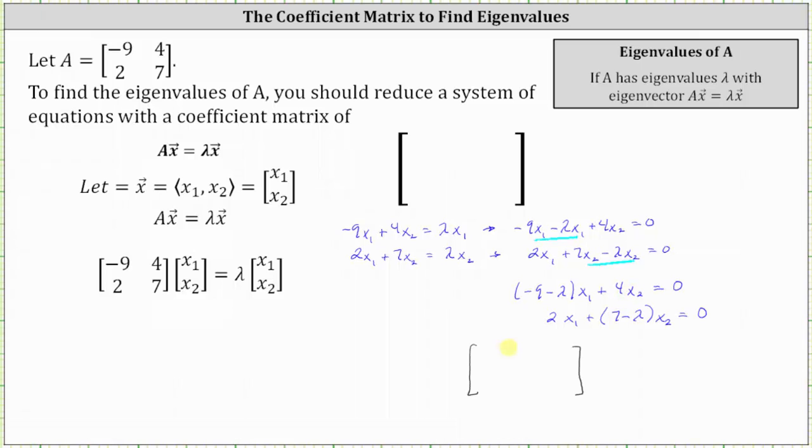Using the first equation, the first row of the coefficient matrix is negative 9 minus lambda and then 4. Using the second equation, the second row of the coefficient matrix is 2 and then 7 minus lambda. And then we still have times vector x, which is the vector x1, x2, equals the 0 vector. So again, this question is asking us for the coefficient matrix, which we now know the first row is negative 9 minus lambda, 4, and the second row is 2, 7 minus lambda. I hope you found this helpful.